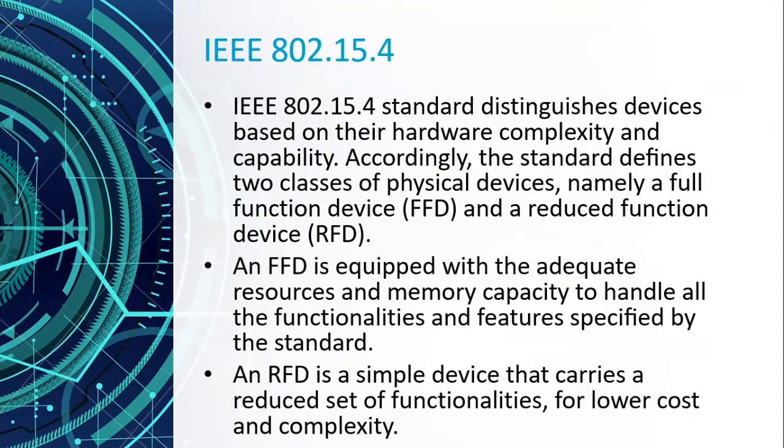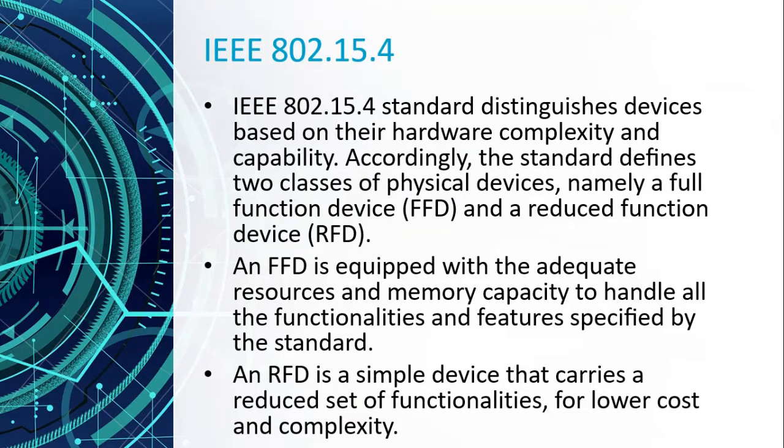The IEEE 802.15.4 standard distinguishes devices based on their hardware complexity and capability. Accordingly, the standard defines two classes of physical devices, namely a fully functioned device, or FFD, and a reduced function device, or RFD. An FFD is equipped with the adequate resources and memory capacity to handle all the functionalities and features specified by the standard. It can, therefore, assume multiple network responsibilities. It can also communicate with any other network device.